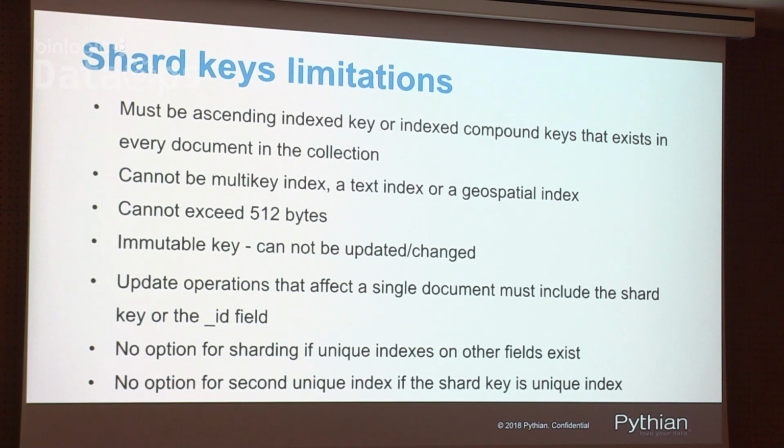Some of the limitations that we already mentioned for shard keys. First, it must be an ascending index key or compound key that exists in every document in the collection. If you want to shard by some key and there is at least one document that does not have that key, then your sharding will fail. You will not even be able to initiate sharding. The shard key cannot be a multi-key index, a text index, or a geospatial index. It cannot exceed 512 bytes.